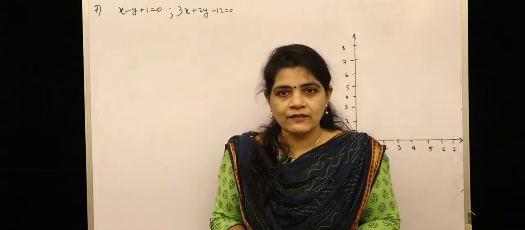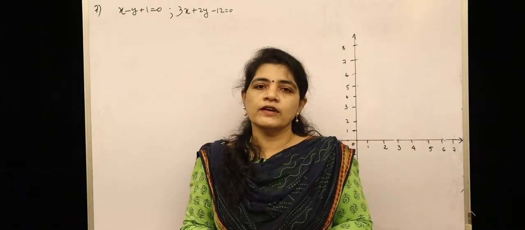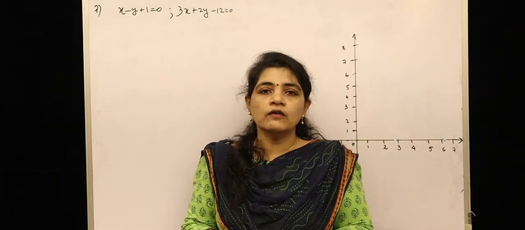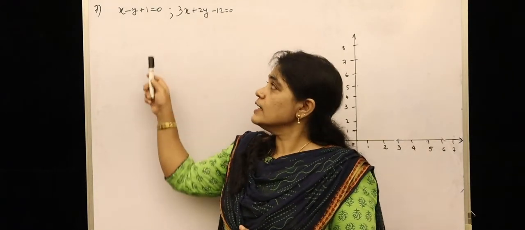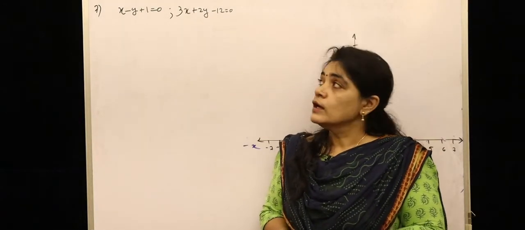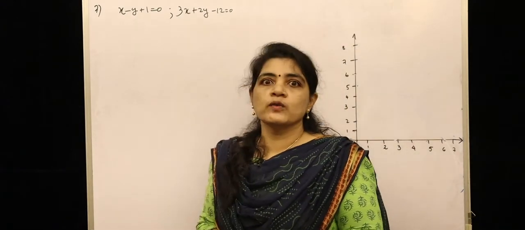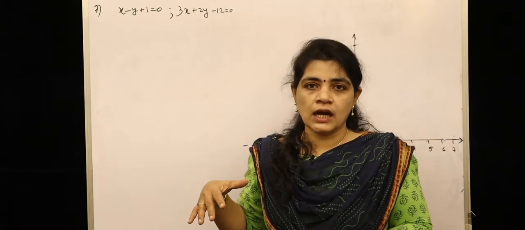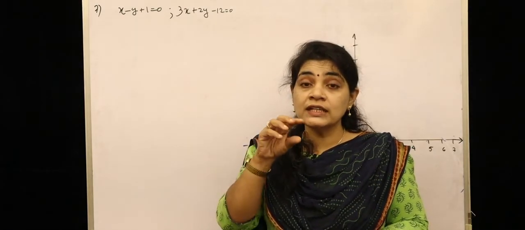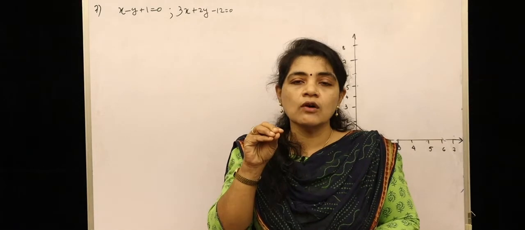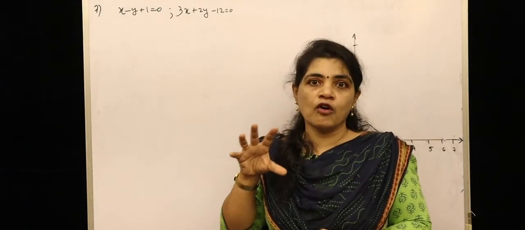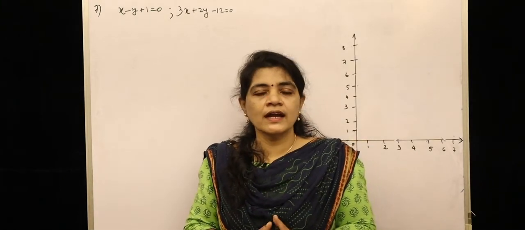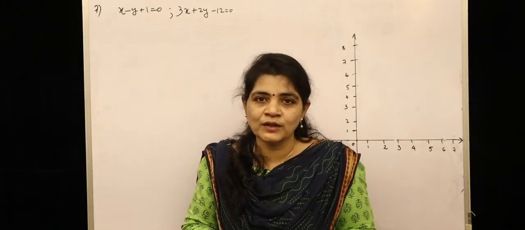Now we are solving the seventh question. This is the last problem of exercise 3.2. It's a very important question. Here we are given two lines: x - y + 1 = 0 and 3x + 2y - 12 = 0. After plotting the graph, you have to determine the vertices of the triangle formed by these lines with the x-axis. That is why I told you this problem is a very important question.